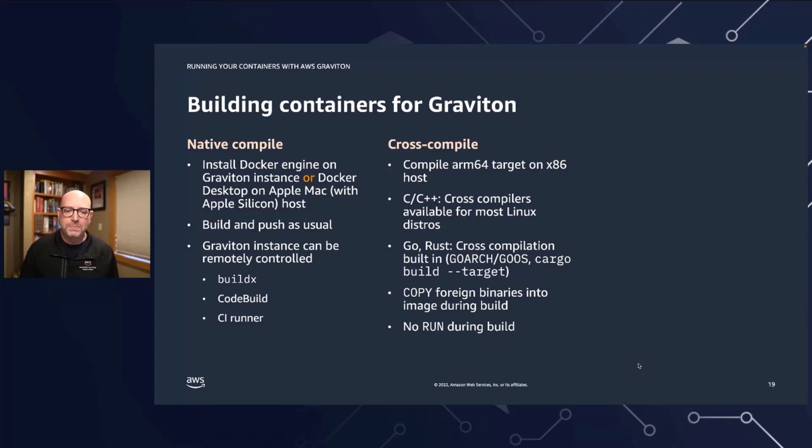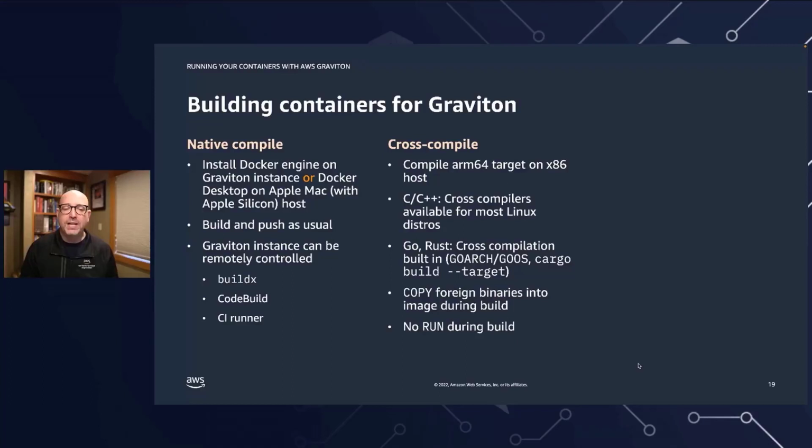If you're building C or C++, there are cross-compilers available for most Linux distros. This includes GCC and Clang, which comes with the LLVM toolkit. Both GCC and Clang have options allowing you to specify an ARM64 target. If you're building in a very modern language environment like Go or Rust, cross-compilation is built into these two environments. If you're using Golang, you can simply set the GOARCH and GOOS values to the appropriate values. These are environment variables. Or on Rust, you can use cargo build and specify the --target option to target the ARM64 architecture.